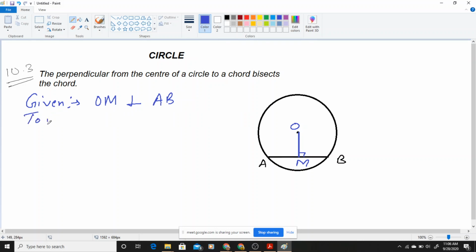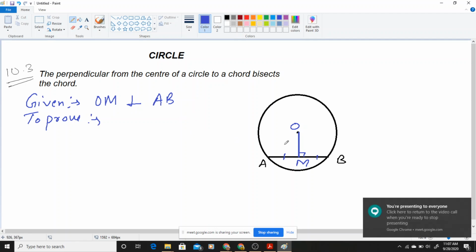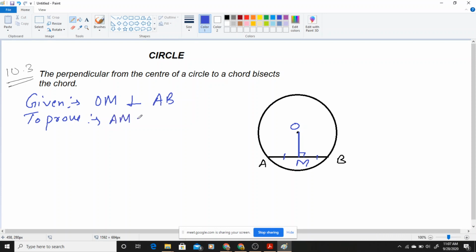Then what is to be proved is that it bisects the chord. It bisects the chord means this AM part and this MB part, okay. So this AM and MB, AM is equal to MB. This is what we have to prove, okay.